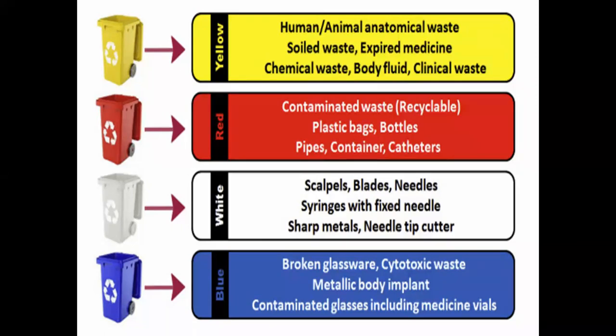Even the syringes that you use will go to the red bin, but the needle of the syringe will be cut in the needle cutter and put in the white bin, while the syringe will go to the red bin. So yellow is meant for human and anatomical waste, soiled waste and expired medicine. The red is meant for plastic, especially your IV bottle, IV saline, containers, even your catheters, your syringes, and even your hand gloves. Hand gloves are going to come in this red bin.